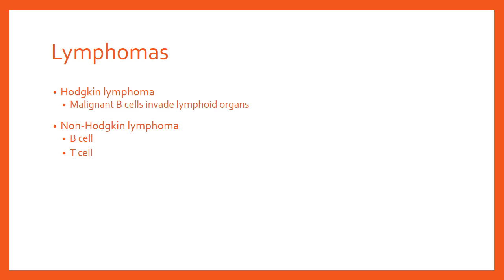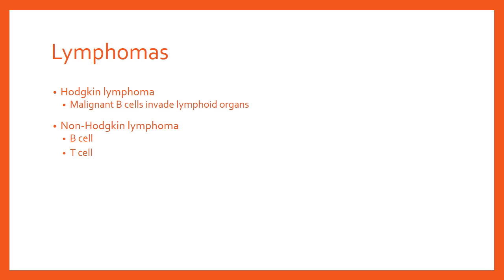Lymphomas are malignancies that arise from lymphoid tissue cells, so either lymphocytes or histiocytes. And there are two main types: Hodgkin's lymphoma and non-Hodgkin's lymphoma. In Hodgkin's lymphoma, malignant B cells will invade lymphatic tissues, and in non-Hodgkin's lymphoma, the B cells and T cells will be affected.